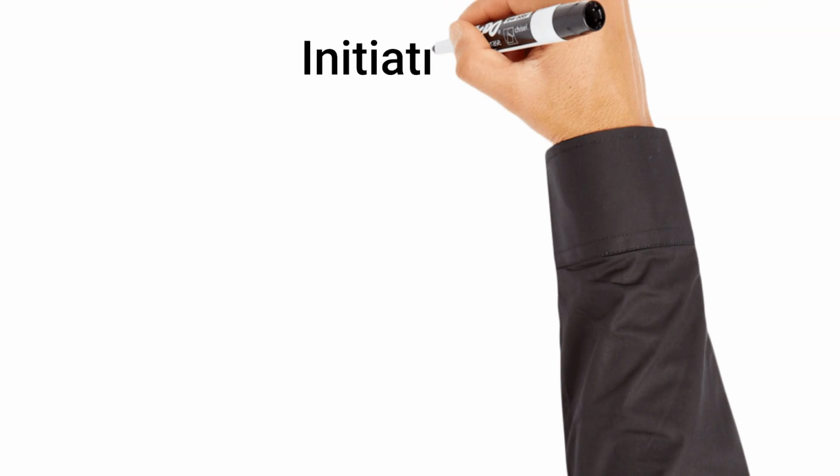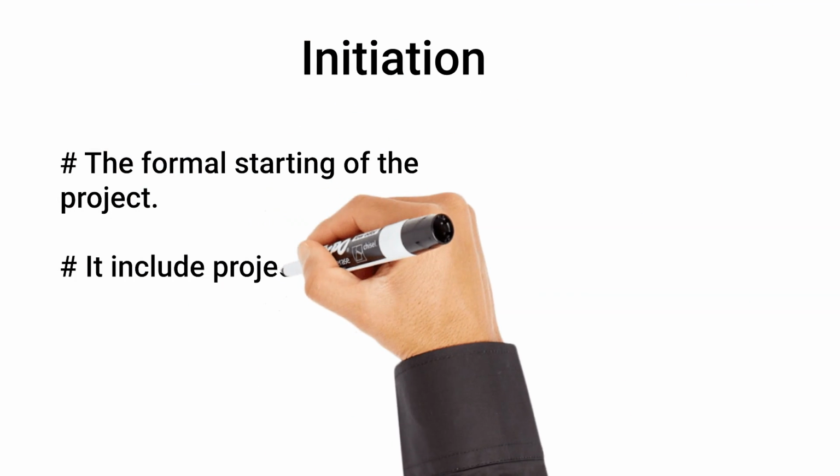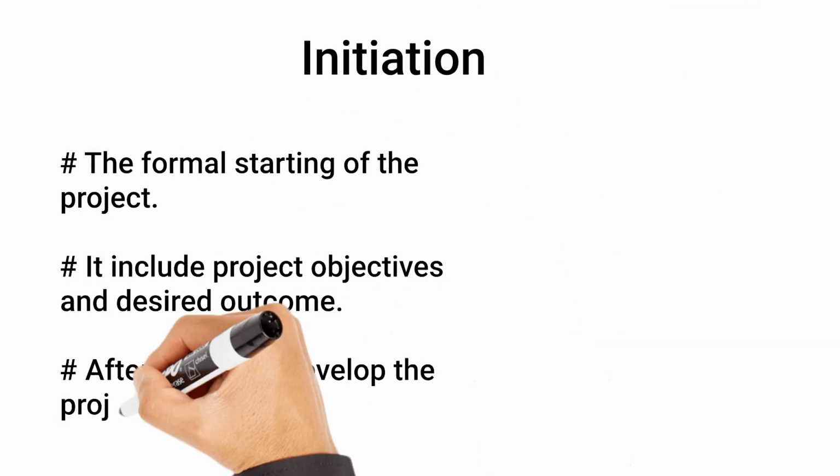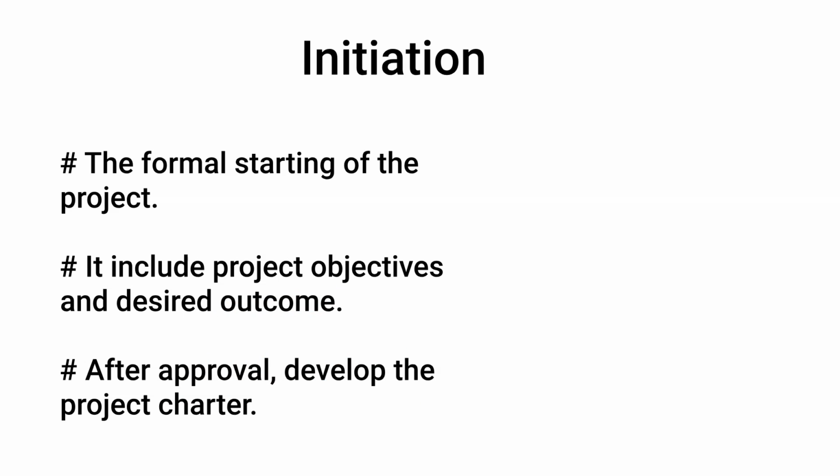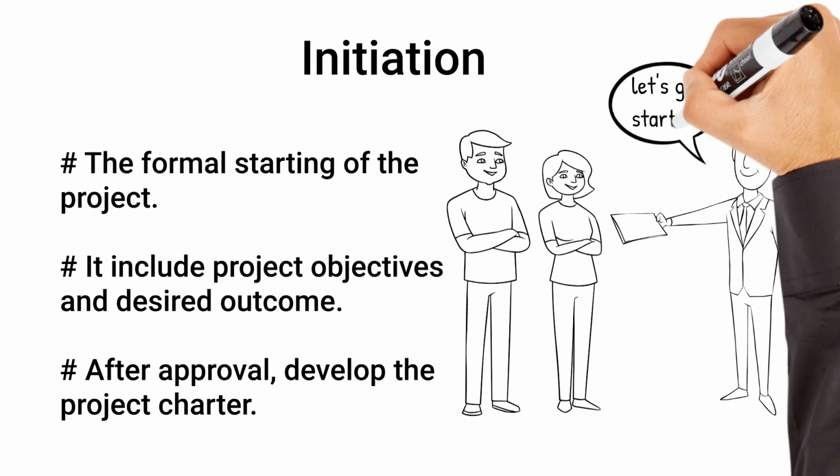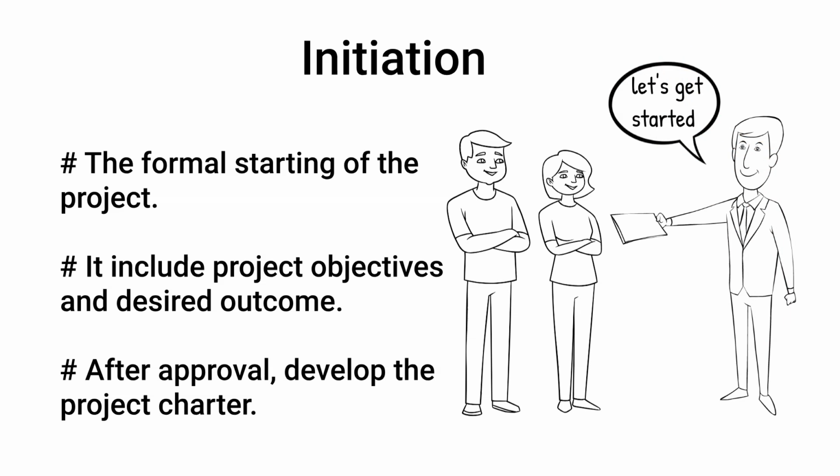The first process is initiation. This step marks the formal starting of the project. It will include project objectives based on the purpose of the project, as well as the desired outcome in detail. Once you receive approval, you will develop the project charter. At the start of your project, you must prove the project has value and is feasible. This stage includes creating a business case to justify the need for the project, and a feasibility study to show that it can be executed within a reasonable time and cost.